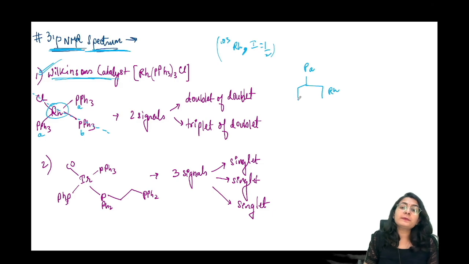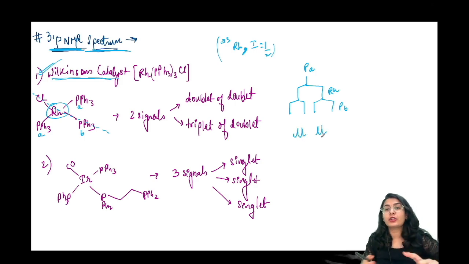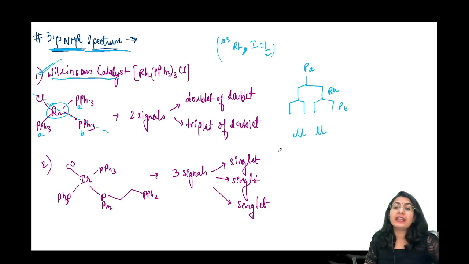Then it is going to be split into another doublet by PB, because only one PB is present. 2nI plus 1, you try it out. It will be a doublet only. So what does it give you? It gives you a doublet of doublets, and the intensity is going to be 1 1 1 1. Why? Because it's not a quartet or anything. What is this? It is a doublet of doublets. Take some space and both will be the same. So this is the doublet of doublets for PA. Okay? Now we try out the PB.